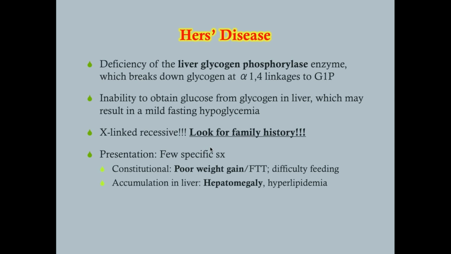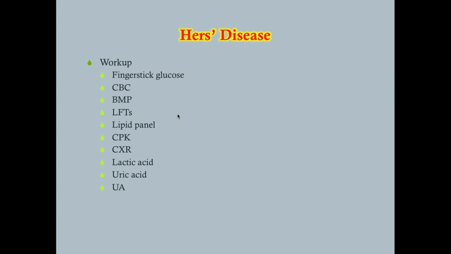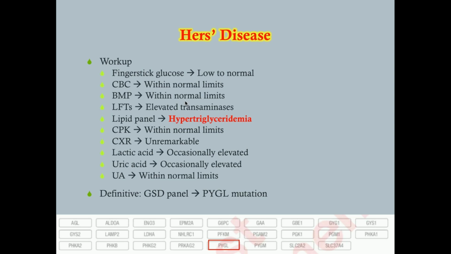Very important, look for a family history of childhood issues with hypoglycemia, including poor weight gain and hepatomegaly. So your workup, what are you going to see? It's mostly going to look normal. You can have elevated transaminases because of issues with the liver. Hypertriglyceridemia will be the major lab finding.